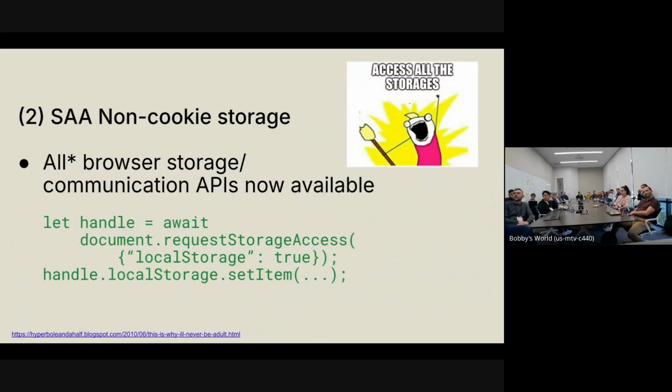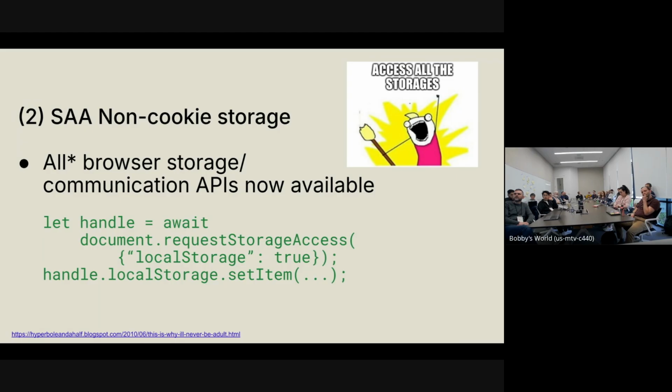Okay, the second problem, if we rewind a little bit, the first was security. The second was that it just gave access to cookies. The second thing that we can do is give a way to access all other kinds of storage. So this means that you can pass an object to the request storage access method that says what kinds of storage backends you want access to, and you get back this storage handle that has a whole bunch of members on it that provide all the familiar APIs that correspond to the storages that you just got access to.